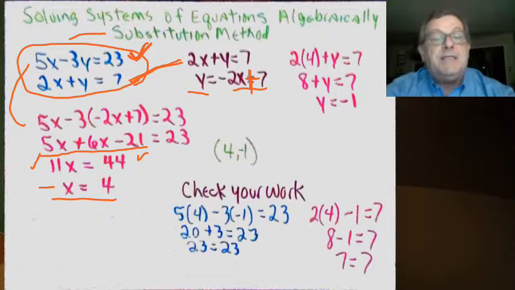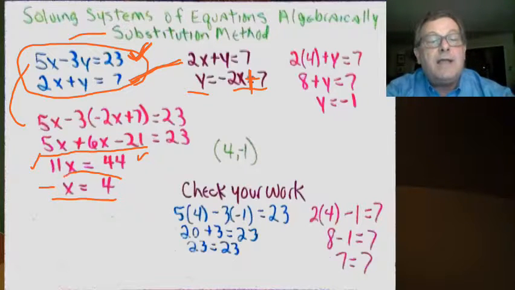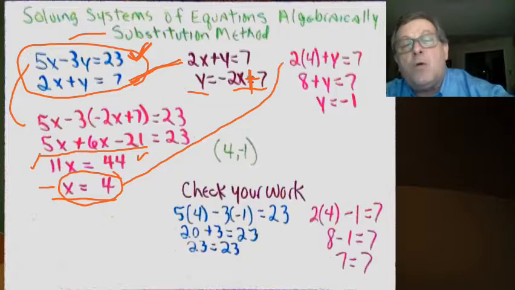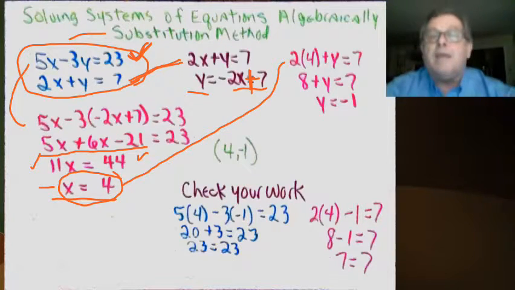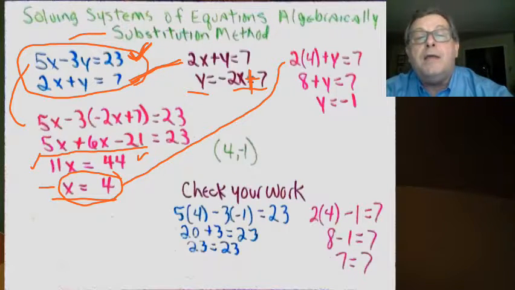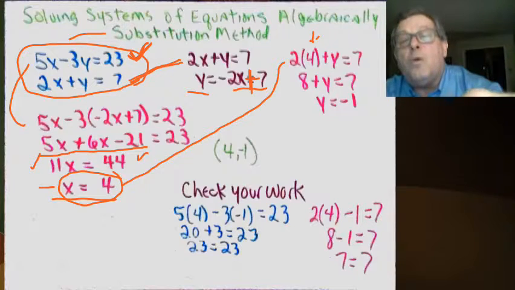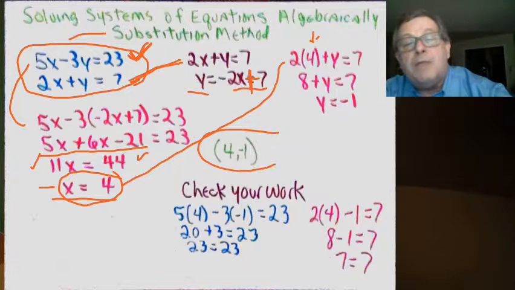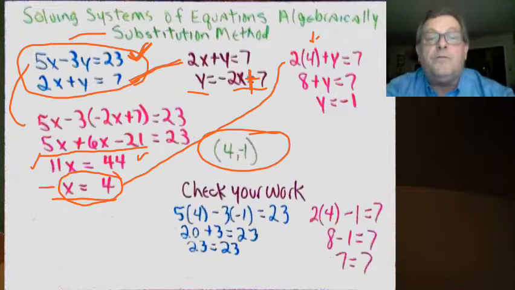Now, I take this value of x equals 4, and I plug it back in to the first equation that I used so that I can get a value for y. So here you can see I got 2x plus y equals 7. I substitute in the 4. So now I've got 2 times 4 plus y equals 7. Well, 8 plus y equals 7. Subtract 8 from both sides, and y equals minus 1. And my solution set is x is equal to 4, y is equal to minus 1.